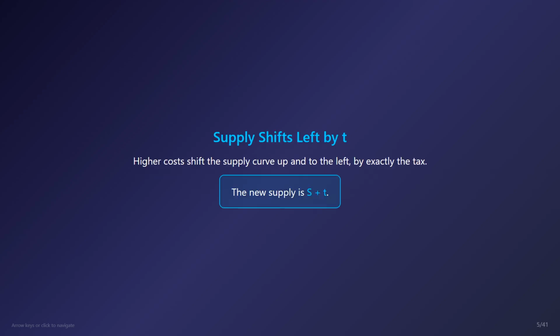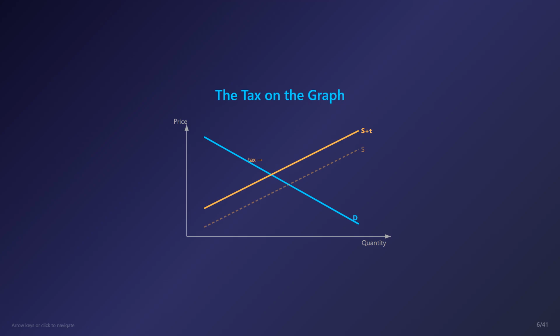And we know what higher costs do to supply. They shift the supply curve up and to the left. Here, the shift is by exactly the size of the tax. The new supply curve is the old one plus T. Here it is on the graph. The original supply is faded, and the new supply, labeled S plus T, sits above it, shifted up by the height of the tax at every quantity.